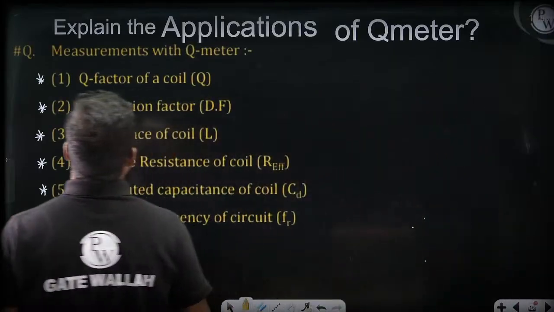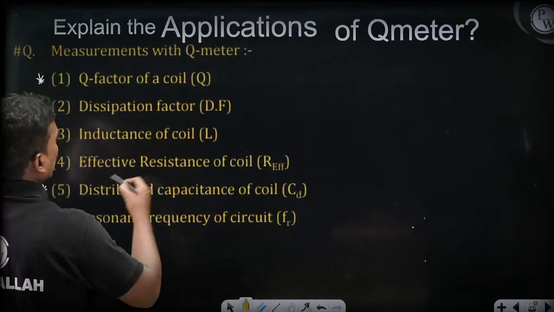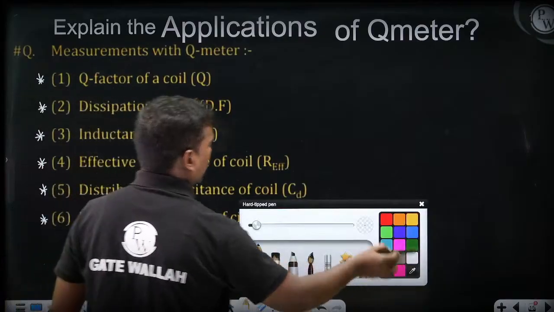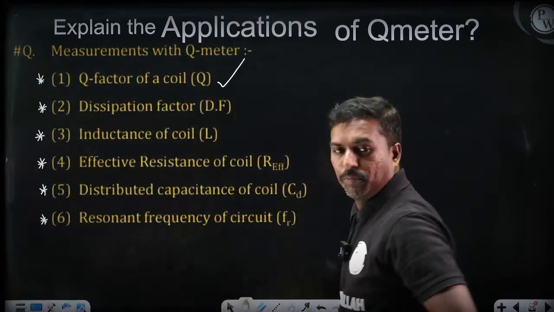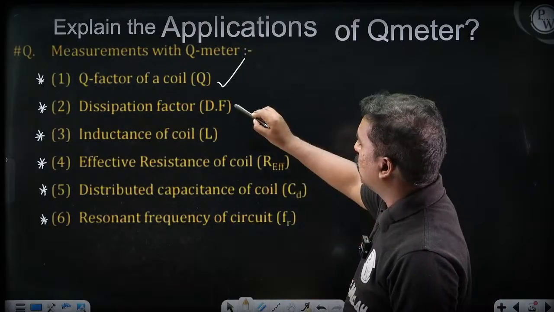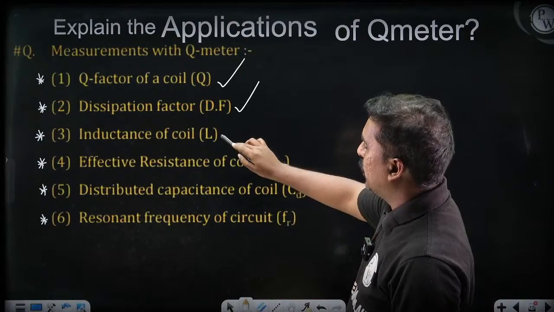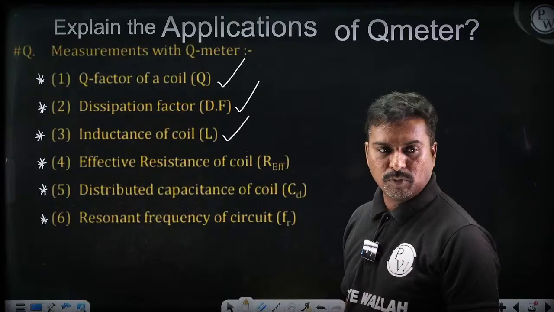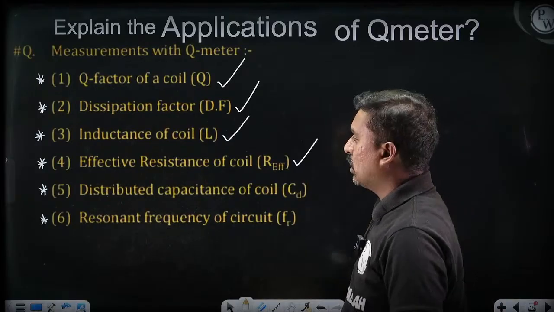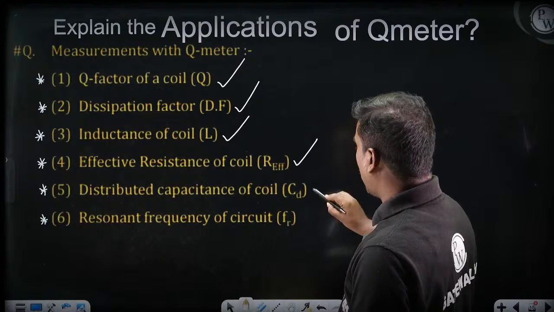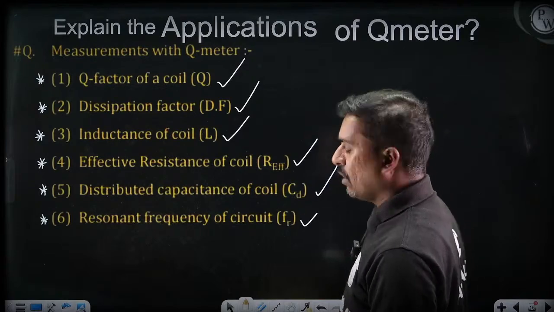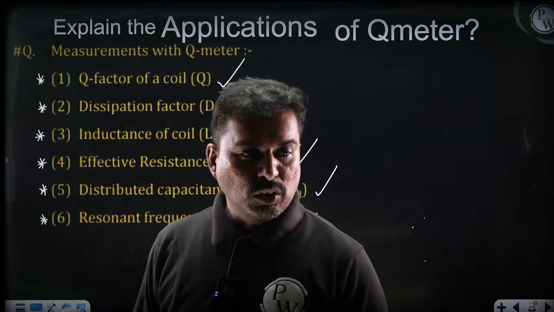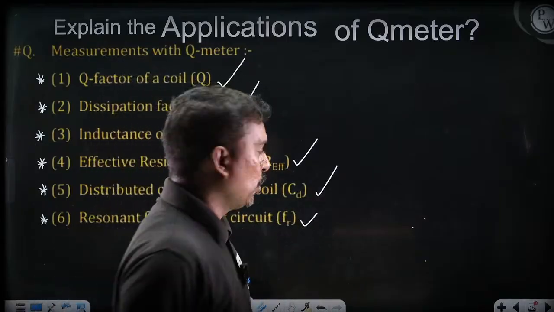So the Q meter is used for what measurement? It is used for measurement of the Q factor of a coil. Next, it is used to measure the dissipation factor, the inductance of a coil, the effective resistance of a coil and the distributed capacitance of the coil. The resonant frequency of the circuit is also measured. So these are the various measurements it is useful for.